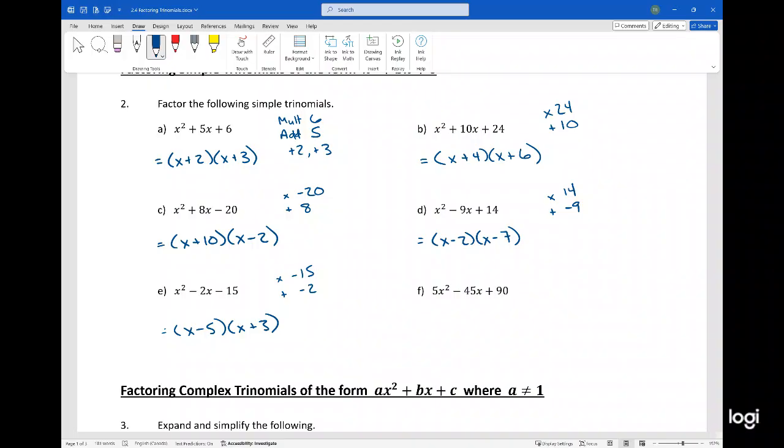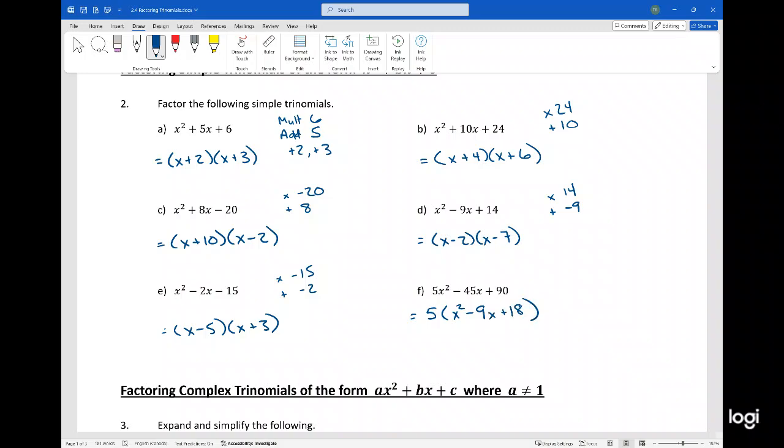All right, F. First problem we've got here is that we don't have a 1 in front of our x squared. So that seems like it's going to be a complex trinomial, which we're about to get to in a moment, which makes me wonder why I would have put it in question 2. Until I realized that I should always try and common factor first to see if that makes my life easier. And sure enough, I can common factor a 5 out of this. So when I common factor a 5 out, I'm left with x squared minus 9x plus 18.